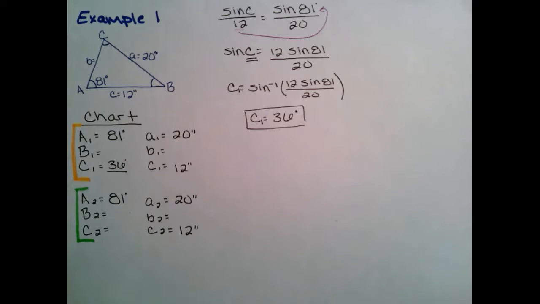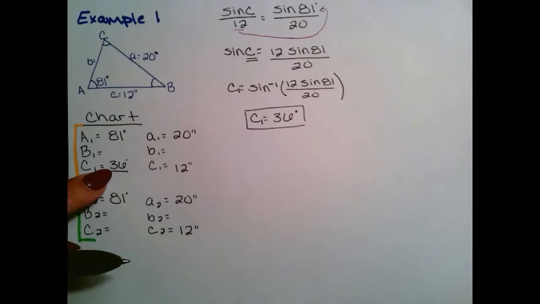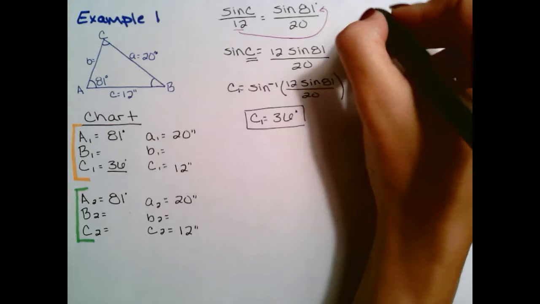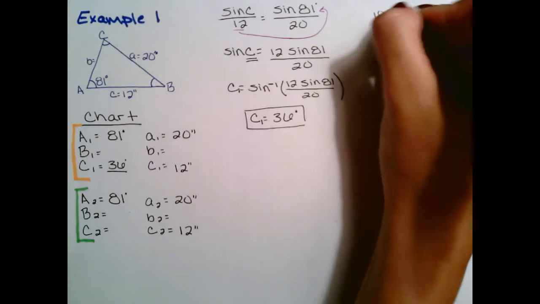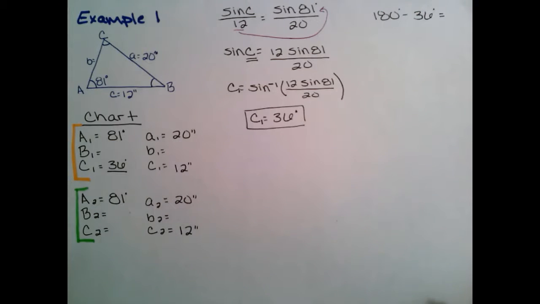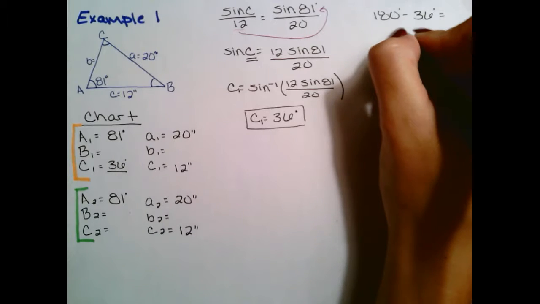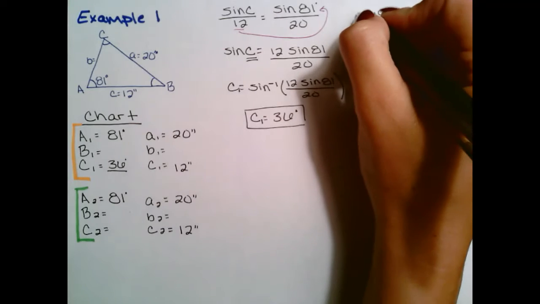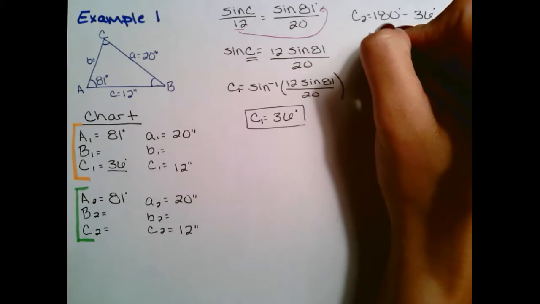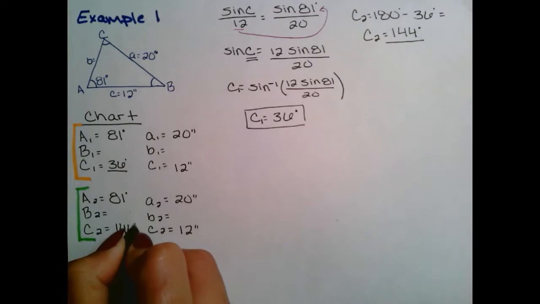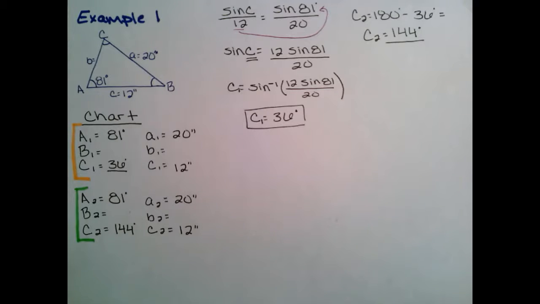Our next step is to get that number and subtract it from 180 to find what C2 would be. So I'm going to say 180 minus 36, and this gives us 144 degrees. This is to find C2. All right, our next step is going to be to complete the 180 rule for both of them.